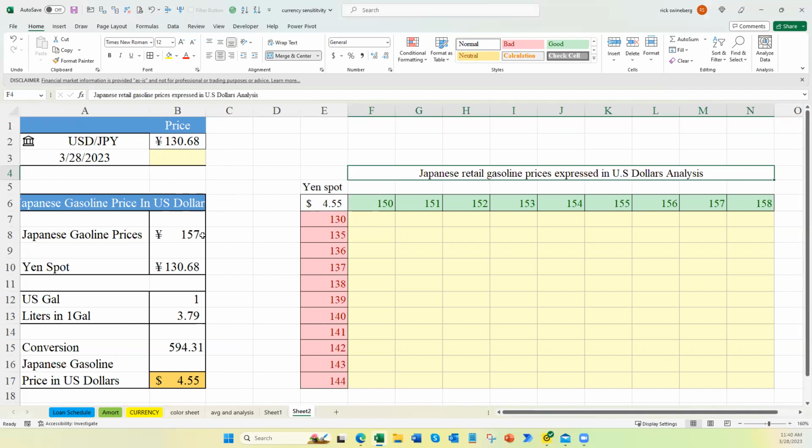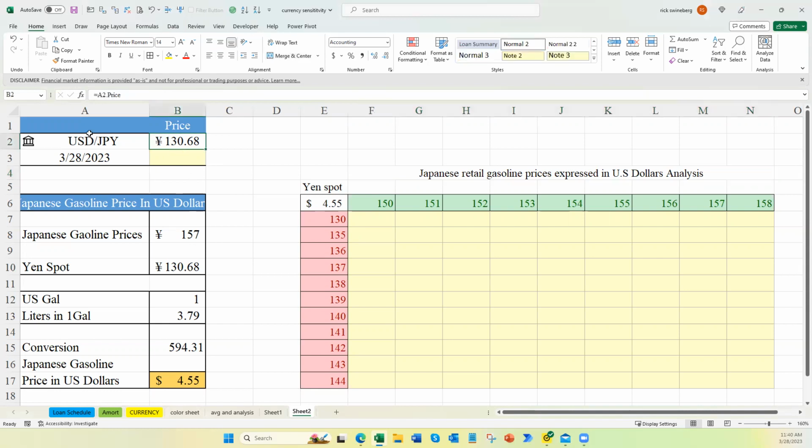what type of money or what amount of money is coming out of your pocket in relation to your American dollars. So this is a fairly straightforward calculation. We get this from the Microsoft data type, and this is USD to Japanese yen. And at the moment right now, it's 130.68 yen, that's spot.